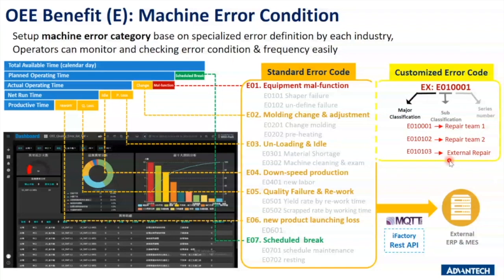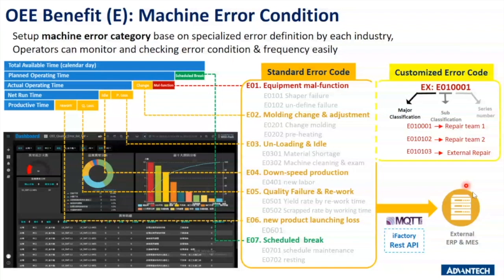So all this information, when you set it up in our OEE SRP, you will come out with this useful dashboard for the machine error condition, where each bar here represents a different error code. So it's very easy for the user to understand what problem is happening, and which error is causing the production problem. And this useful information can be sent out by our RESTful API or MQTT to the external ERP and MES system.